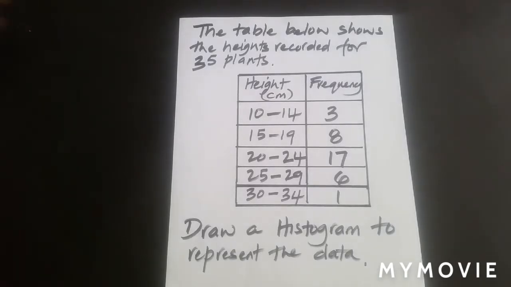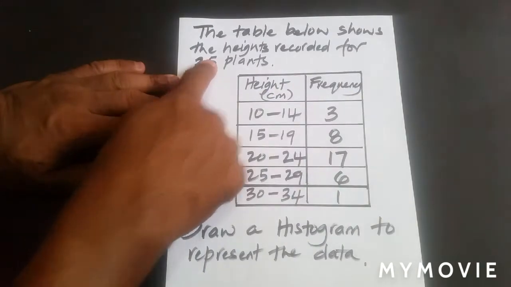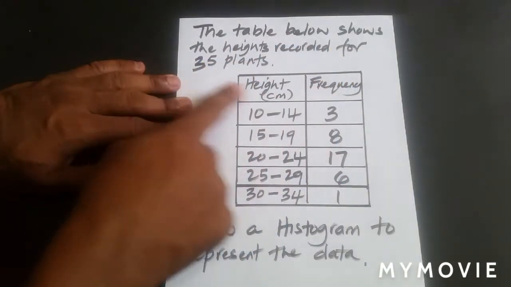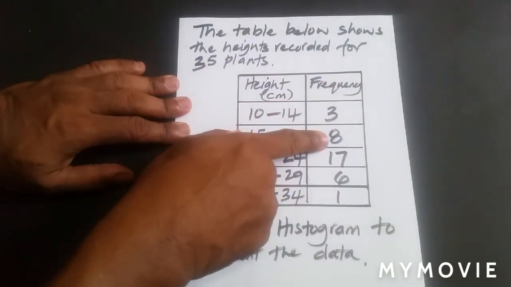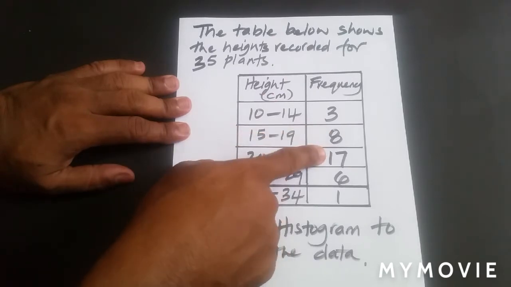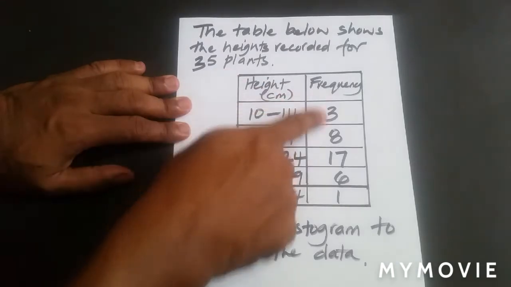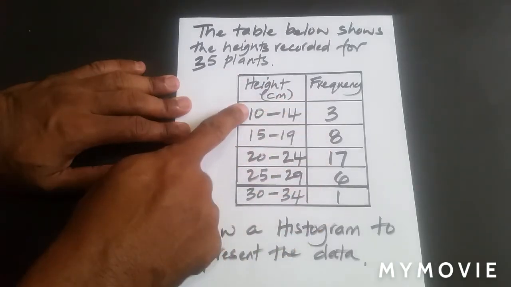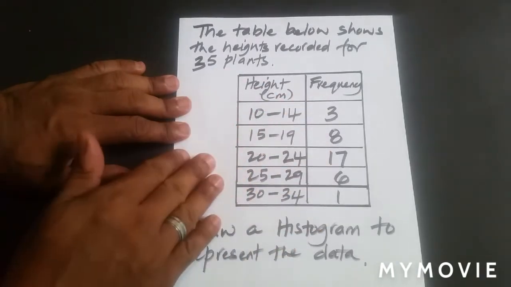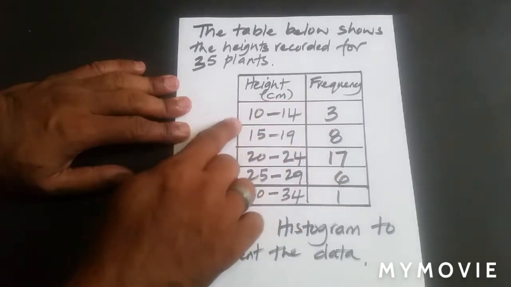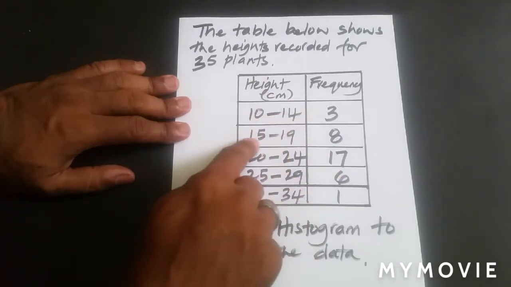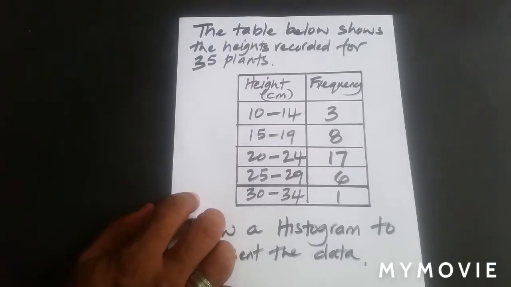Okay, so here it says the table below shows the heights recorded for 35 plants, and if you check the frequency, 3 and 8 is 11, and 17, 28, and 6 is 34, and 1 is 35. So this adds up to give you the 35 plants, and we have 1, 2, 3, 4, 5 classes indicated here. Height is in centimeters, and 10 to 14, 15 to 19, etc.